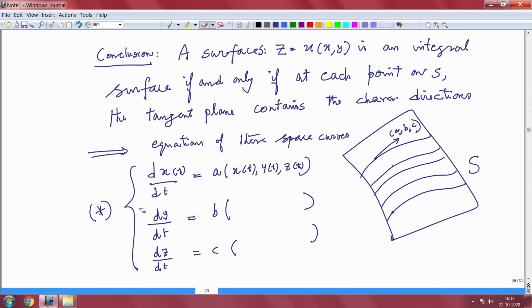Welcome back to this Cauchy linear situation again. So, we were discussing the Cauchy linear equations, and then we have introduced what are called the characteristic curves. So, I have this system: dx by dt equal to a, dy by dt equal to b, and dz by dt equal to c. I call it star.